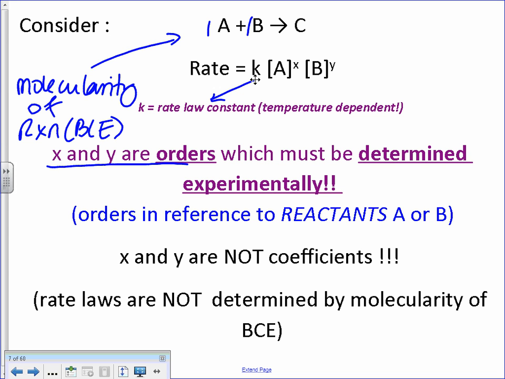Remember last week when we did relative rates, we said A disappears twice as fast as C is formed if it had a 2 coefficient. That's the relative rate, the discussion of the rate.